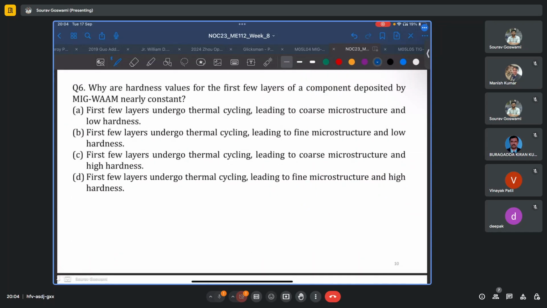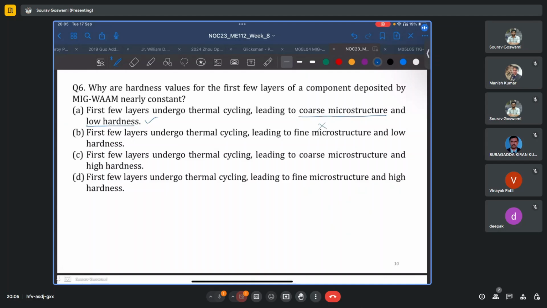Why are hardness values for the first few layers of a component deposited by MIG-worm nearly constant? Now we discussed this in great detail. Is it because the first few layers undergo thermal cycling, leading to a coarser microstructure and low hardness? This is consistent. We know that typically a coarse microstructure with larger grains will have lower hardness. Is it because the first few layers undergo thermal cycling, leading to fine microstructure and low hardness? So thermal cycling will typically lead to coarser microstructure.